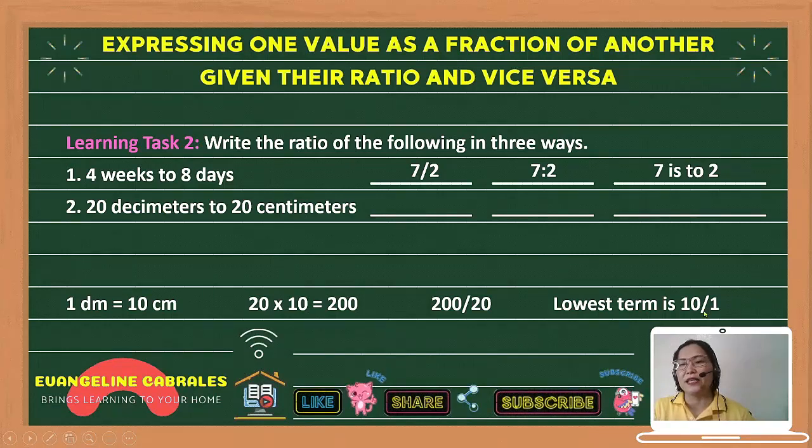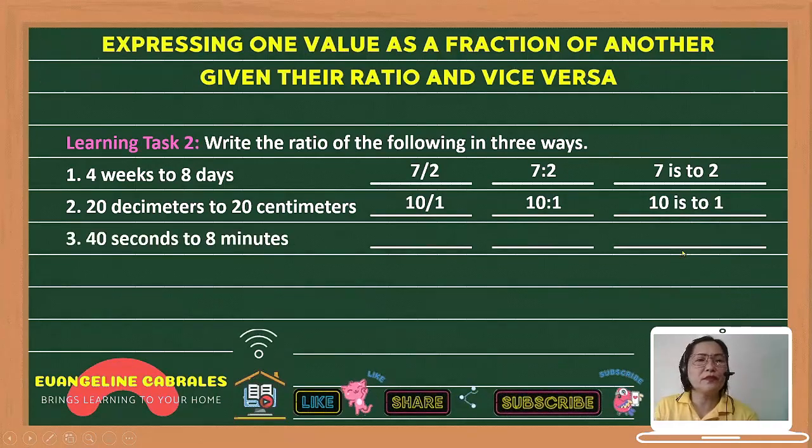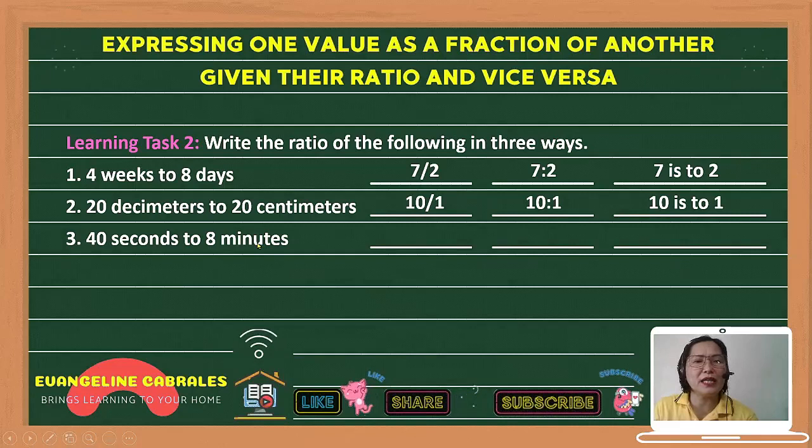Okay? So balik na tayo dito. Ang lowest term ay 10 is to 1. So that is the fraction form, column form, and word form. And for number 3, 40 seconds to 8 minutes. As usual, magkaiba sila. Ito ay seconds, ito ay minutes. Alin ang dapat i-convert? Tama, i-convert natin yung minutes into seconds.